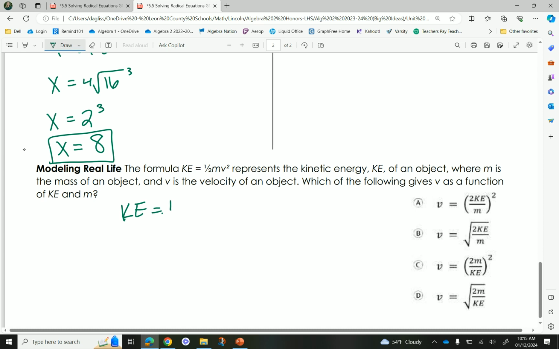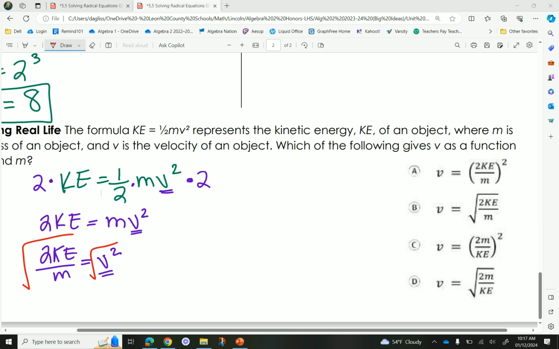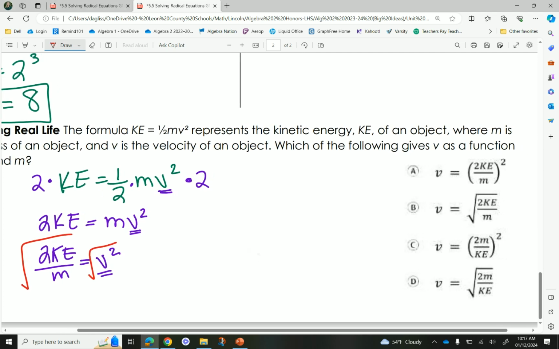I want us to take this equation, Ke equals 1/2 mv squared, and we're getting v by itself. What'd you get? What'd you get? So we multiplied by 2 first to get rid of that 1/2. So 2Ke equals mv squared. Divide by m, square root both sides, and we should get option B. Good. Good job.